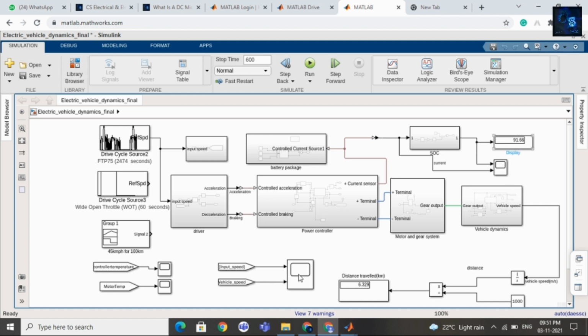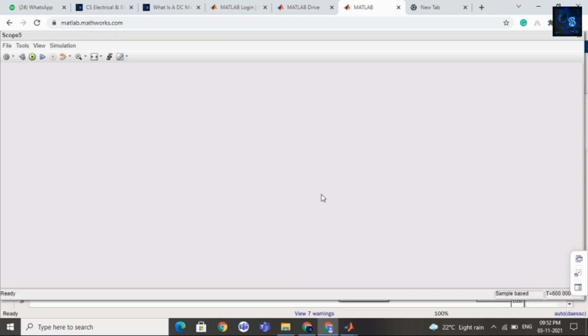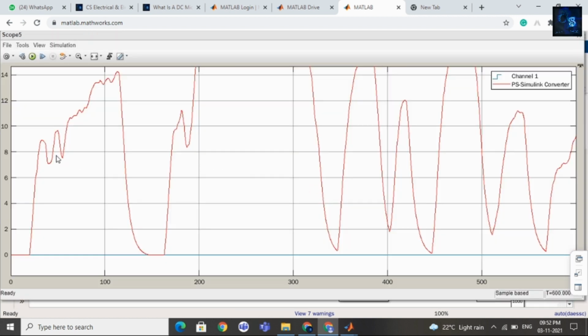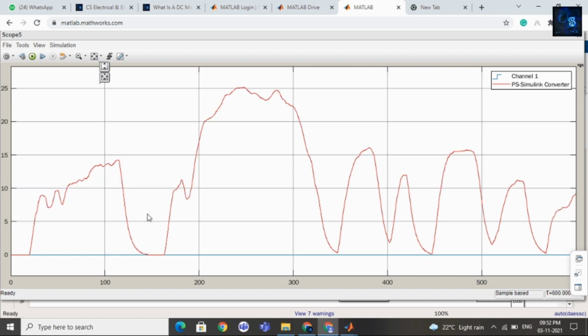Let me share the input speed waveform. Wait guys, it will take a few seconds to load. Actually, I am using MATLAB Online, so it will take a few seconds. Well guys, here you can see the waveform, the input speed waveform. Now I will close this.